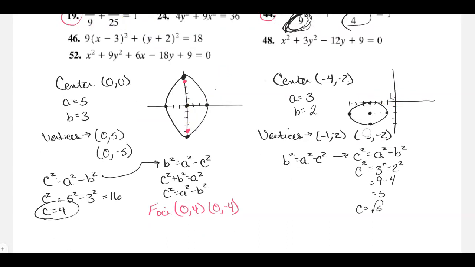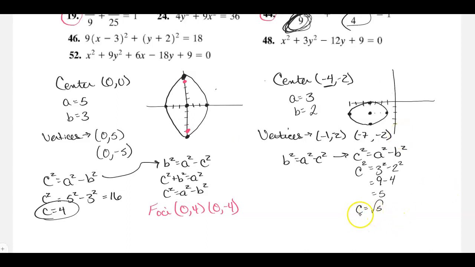So let me go back and correct a mistake here. Our vertices are at -1, -2, and I just realized that I counted incorrectly. This is at -7, -2. We have to move 3 to the left and 3 to the right, which means I'm adding and subtracting 3 from my vertex. From my center x value to get there.